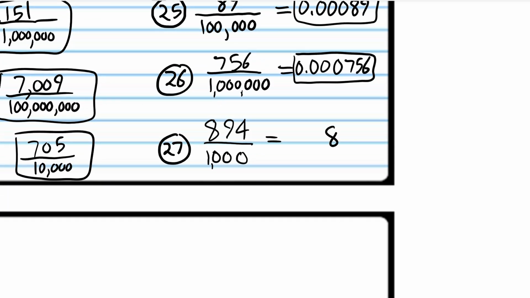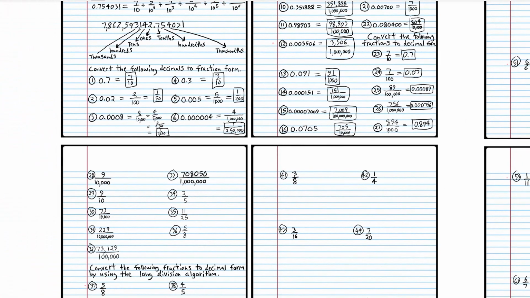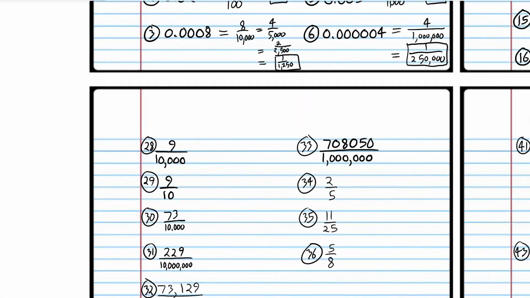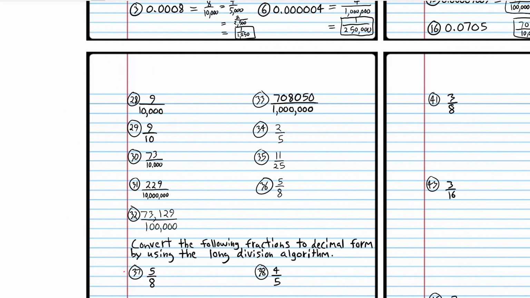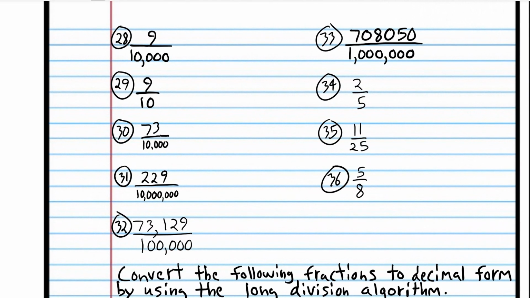So now we put 894, and the 4 should be in the thousandths place. If we put our decimal there, you can see it works out. Tenths, hundredths, thousandths. You're going to get used to this as you look at the place value chart. All right, so I want you to try problems 28 through 33. Pause the video, and when you come back, we'll do them together.